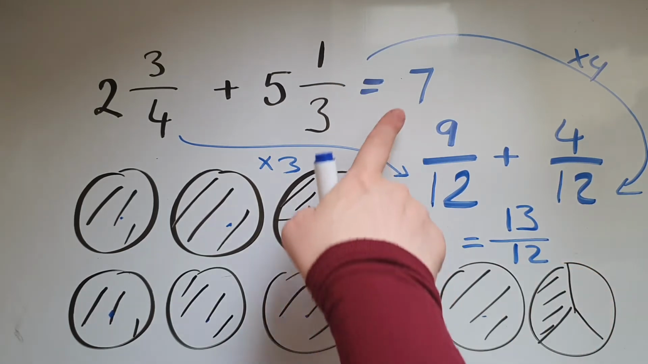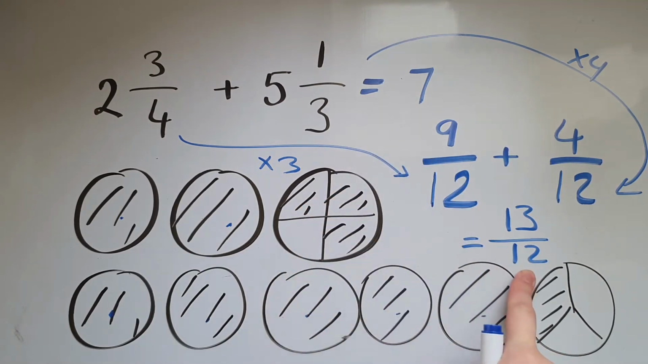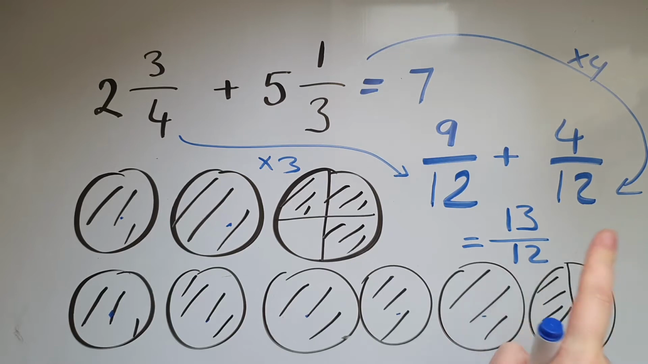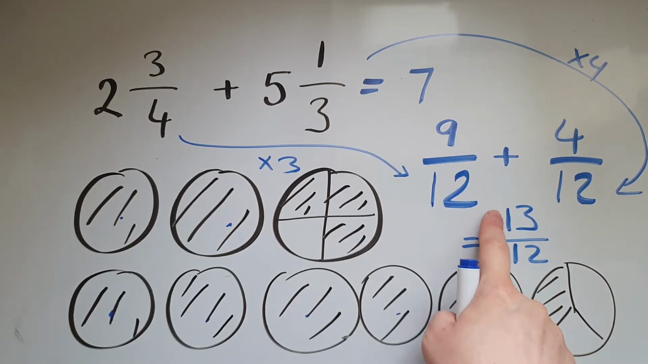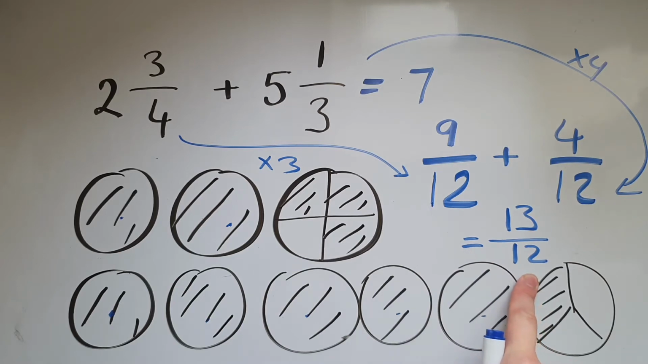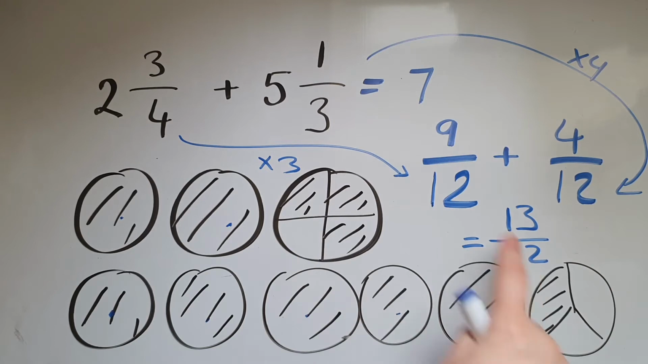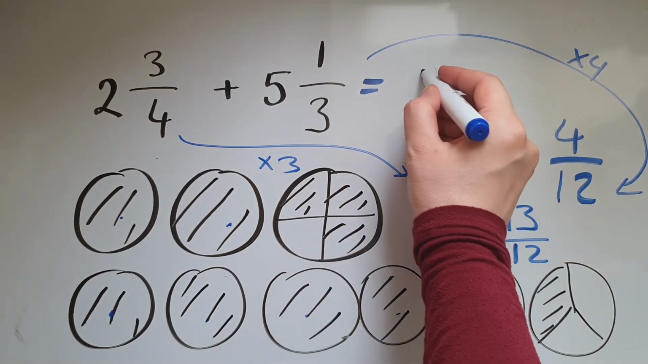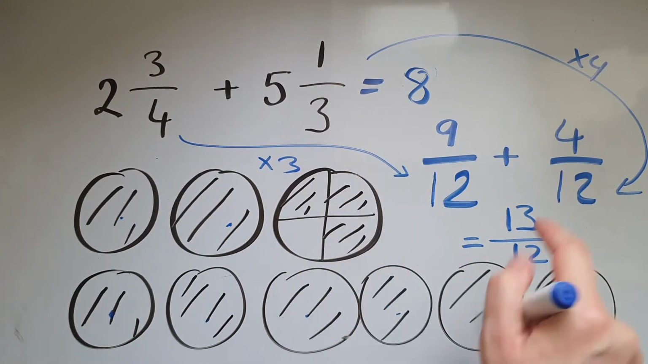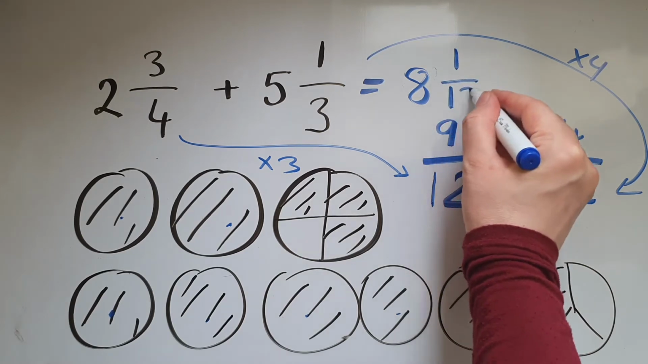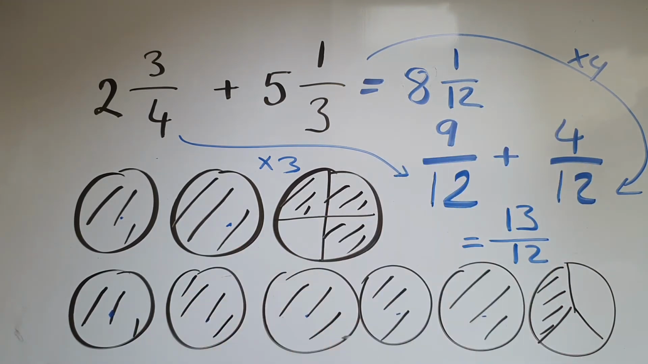So we have 7 and 13 12ths. However, this is an improper fraction. If I take away 12 12ths, which is a whole cake, that means I would have 8 cakes and 1 12th. And that would be the final answer.